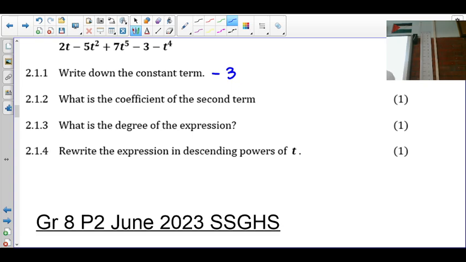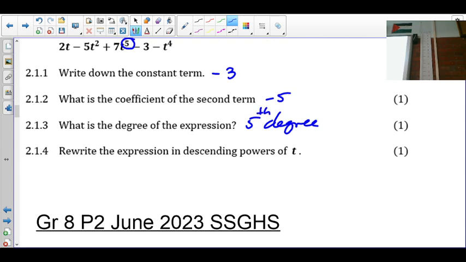What's the coefficient of the second term? The coefficient is the number in front, of course, which is negative 5. What is the degree of the expression? The degree is the highest exponent on t, in your variable, so it's 5, so it's the 5th degree.